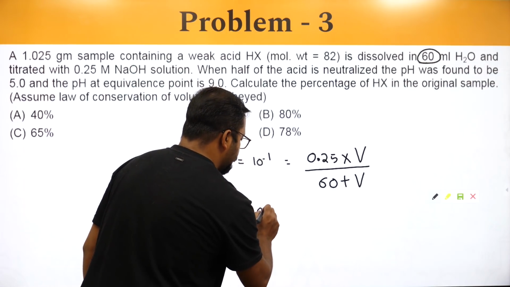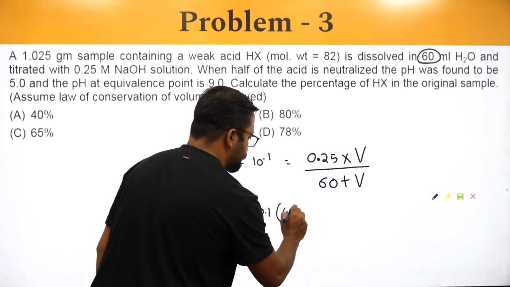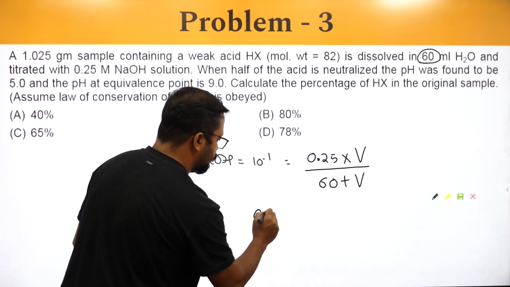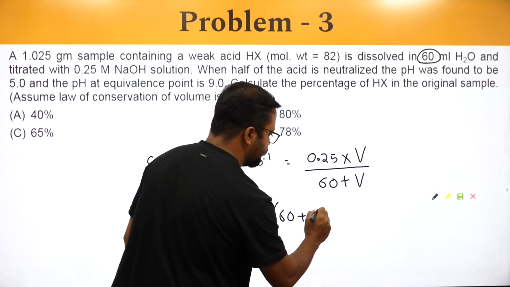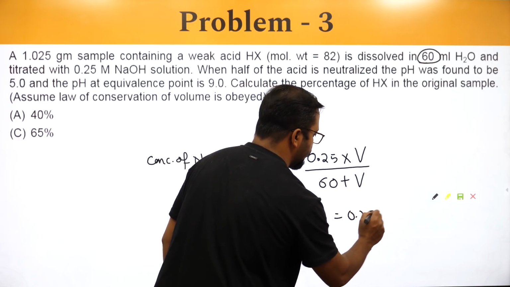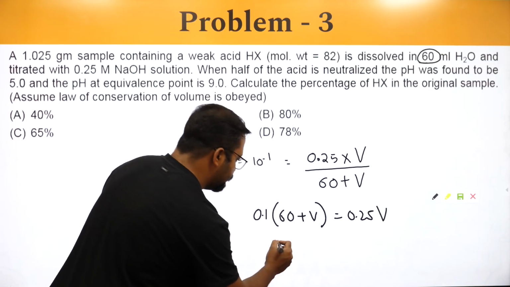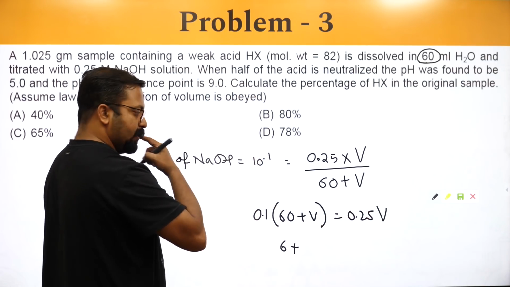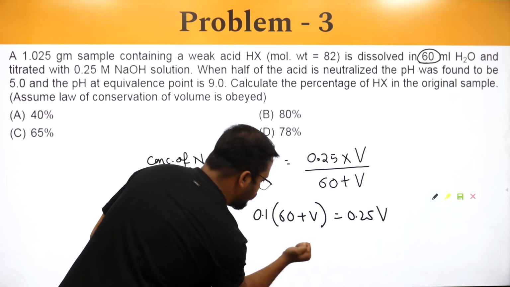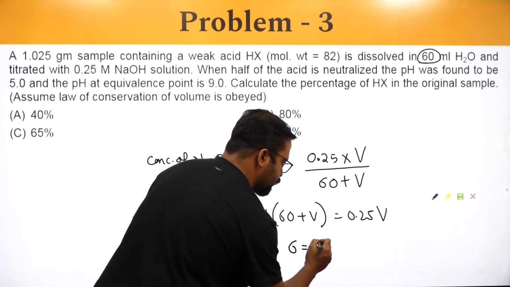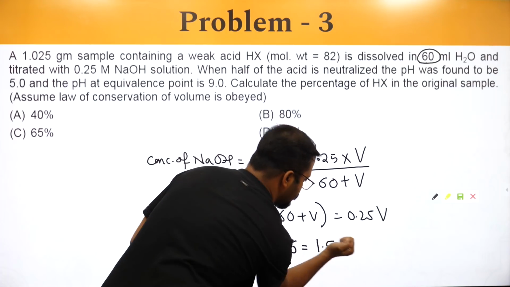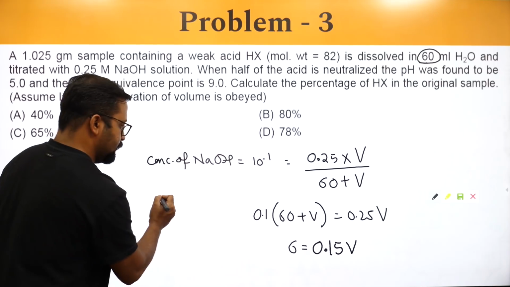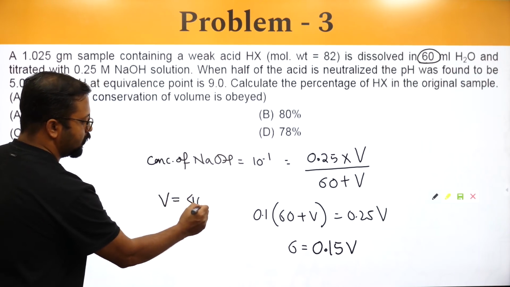So this will be 0.1 times 60 plus V is equal to 0.25 V, that will become 6 plus 0.1 V, 0.25 V. So this will be equal to 6 is equal to 0.15 V. So V turns out to be equal to 40 ml.